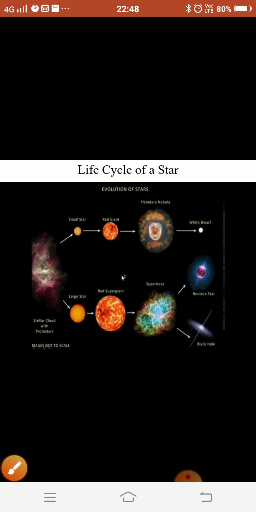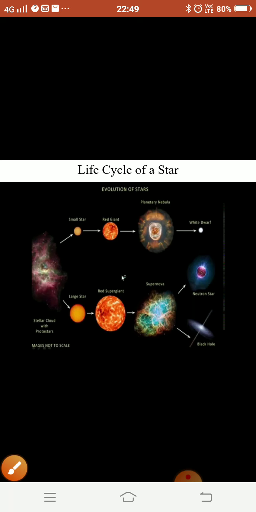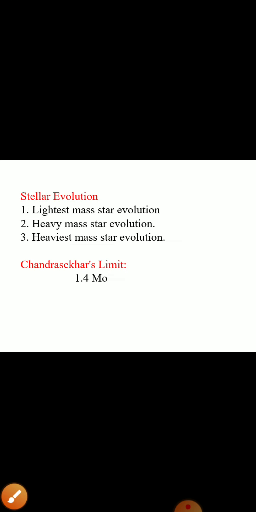But the stars whose mass is very large, greater than 8 times the mass of the sun, will end up as black holes. After the supernova explosion, they will become black holes. So like this, we can explain the different stages of the life of a star.